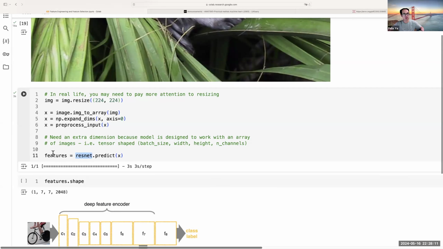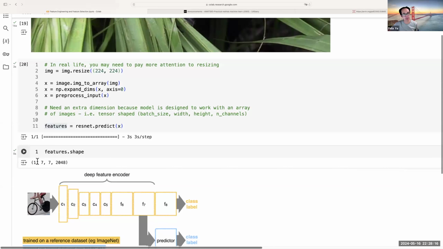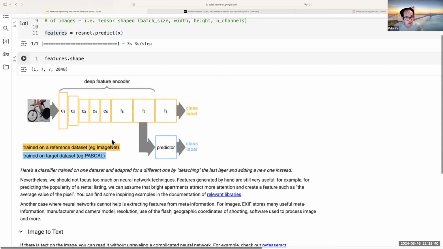Okay, so this just gives you features immediately, and you can see these features are 7 by 7 by 2048. We're going to talk about this in detail later in the course: what that actually means, and how we are going to use this information to solve classification and prediction problems for image-related tasks. So this gives you some idea.